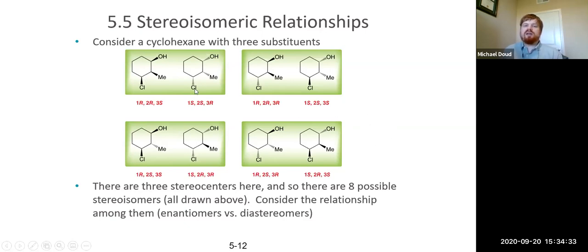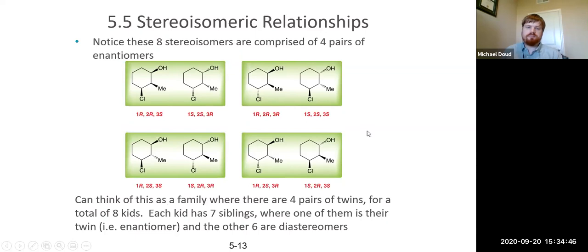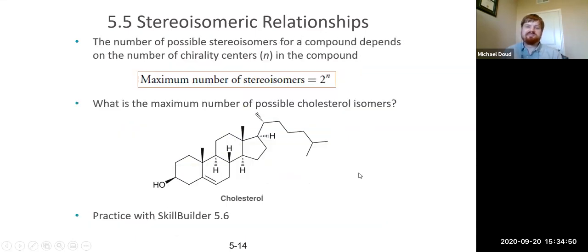So the way you can think about it is like it's a family that's got 4 sets of twins. The twins are the enantiomers. They're exact mirror images of one another, but they're all siblings to one another. In other words, they're all diastereomers of one another. Yeah, sorry, I stole that example from your book, so there you go.